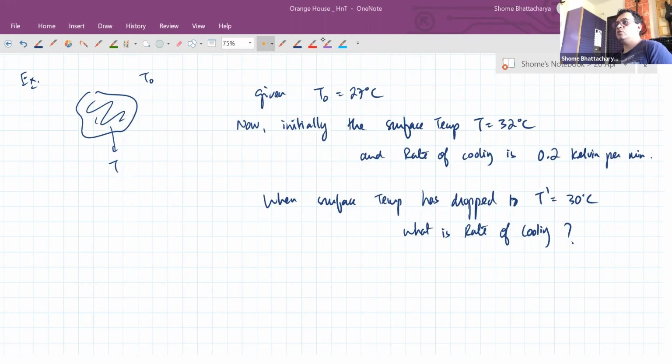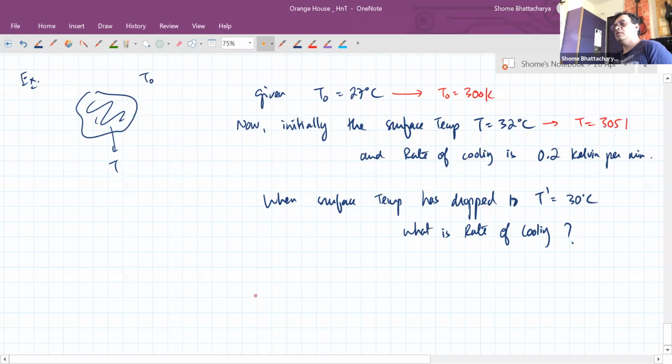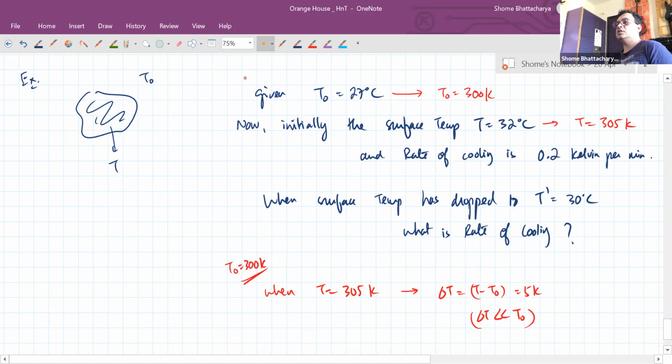So first of all, you have to see whether Newton's law of cooling is applicable or not. For that, remember that the temperature should be converted to Kelvin. So this is 300 Kelvin, and this is 305 Kelvin. When T is equal to 305 Kelvin, the difference in temperature, which is 5 Kelvin, is very small compared to the surrounding temperature, because the surrounding temperature is 300 Kelvin. So Newton's law of cooling is applicable.